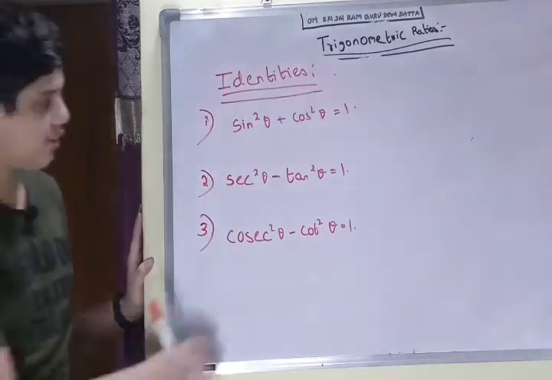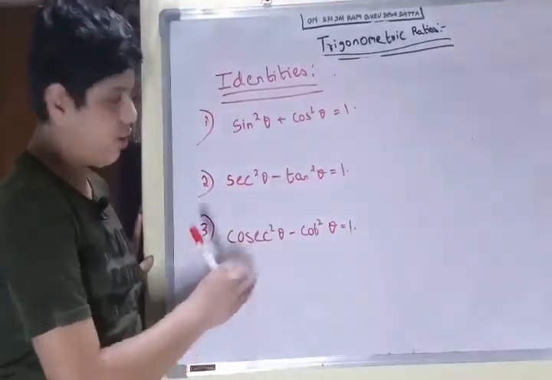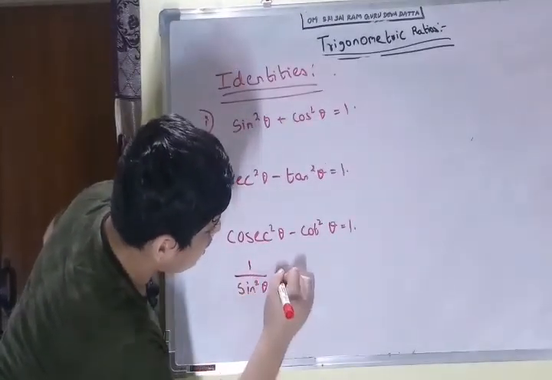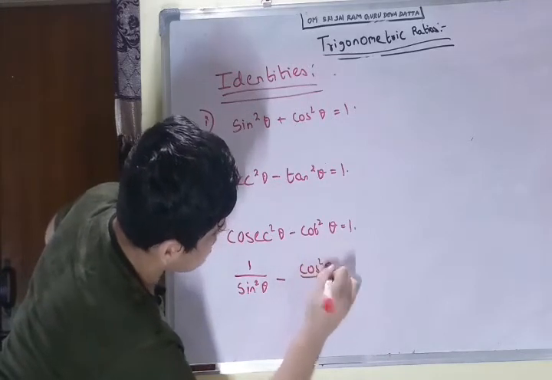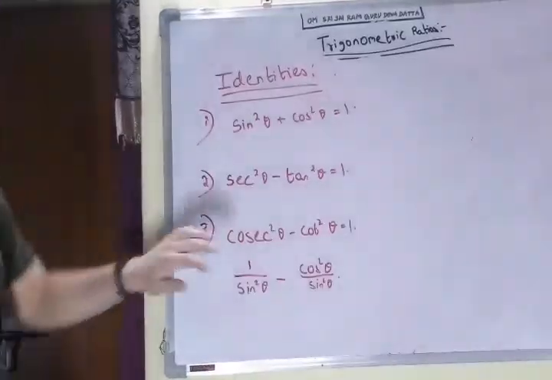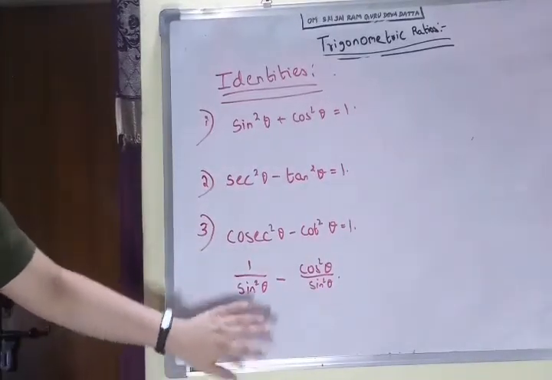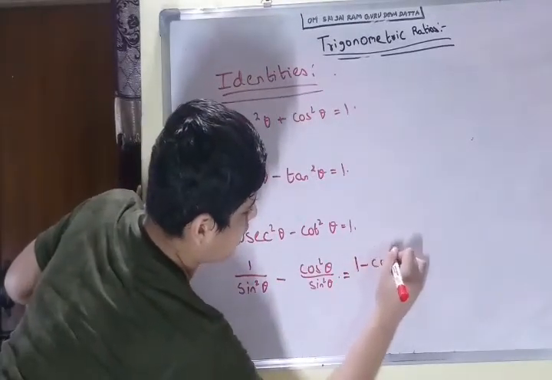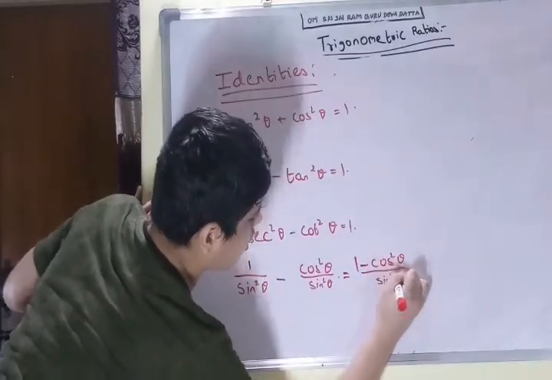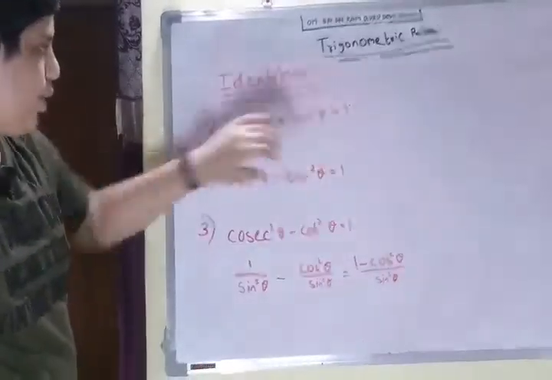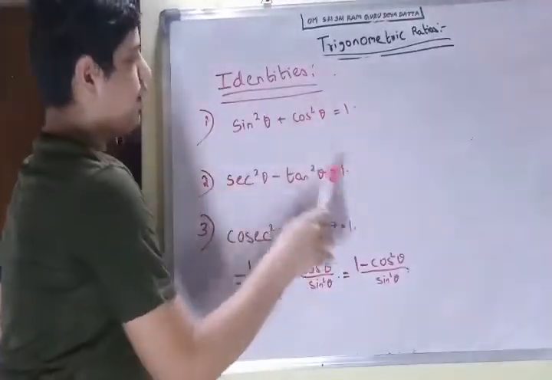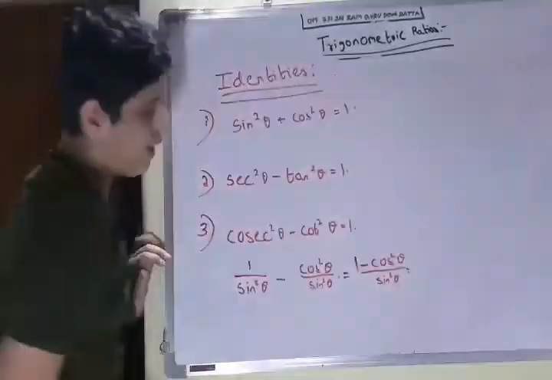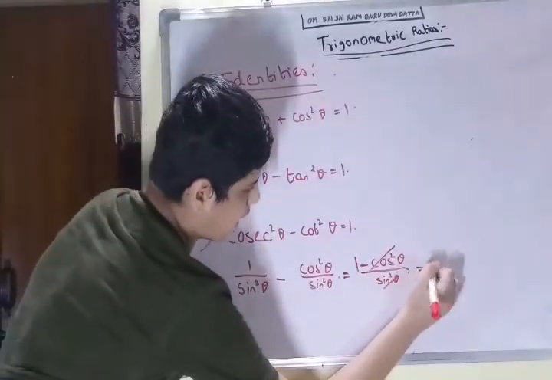If you want the derivation, I will give the derivation for the third one, you derive for the second one. So cosecant square theta is nothing but 1 by sin square theta minus cos square theta upon sin square theta. I told you cot theta is the reciprocal of tan, tan is sin by cos, so cot will be cos by sin. If I take LCM, 1 minus cos square theta upon sin square theta. Sin square theta plus cos square theta equal to 1, then if you send this term to this side, sin square theta equal to 1 minus cos square theta. So numerator and denominator are equal, they get cancelled and we get 1.